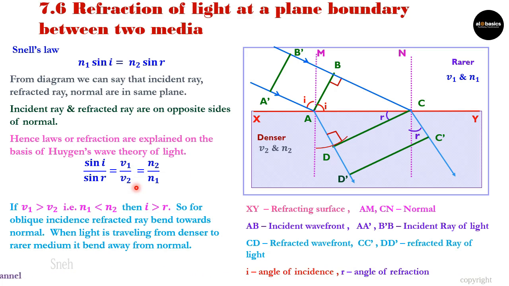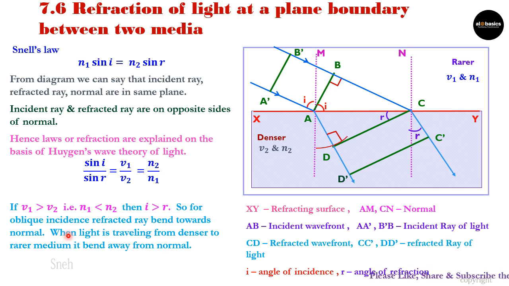In that case, what will happen? n1 is less than n2, which means i is greater than r. How am I getting this? Because I know that the refractive index of the rarer medium is less than that of the denser medium. I am considering that v1 is greater than v2 from this diagram. If this ratio n2 upon n1 is greater than 1, it means n1 is smaller than n2, right? And the refractive index of the rarer medium is less than that of the denser medium. Here, i is greater than r. So, for oblique incidence, the refracted ray bends towards the normal.